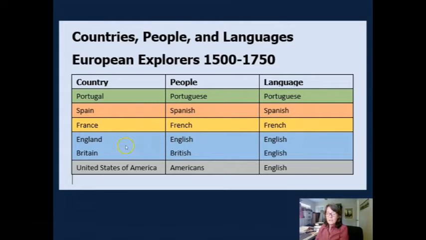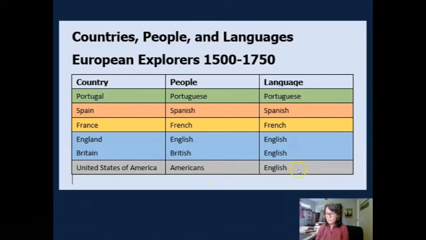England and Britain are really the same country. And so we can call those people the English or the British. The language they speak is English. And I think you already know, United States of America is the country. We usually refer to people as Americans, even though it's really just Americans in the United States.